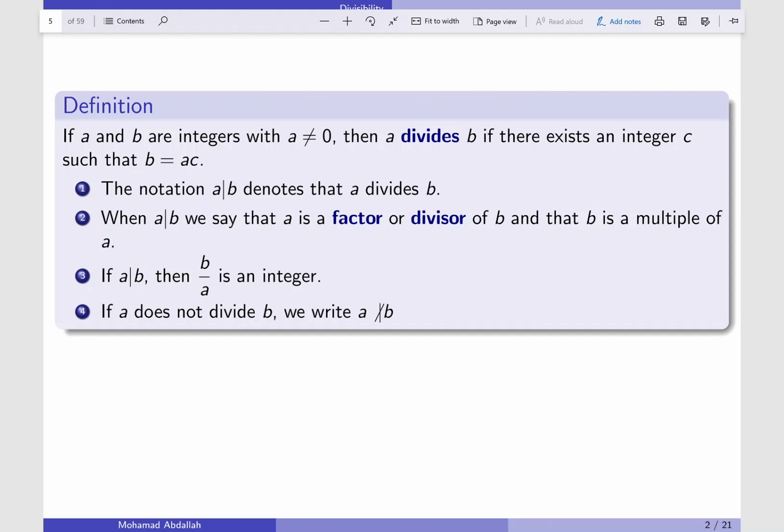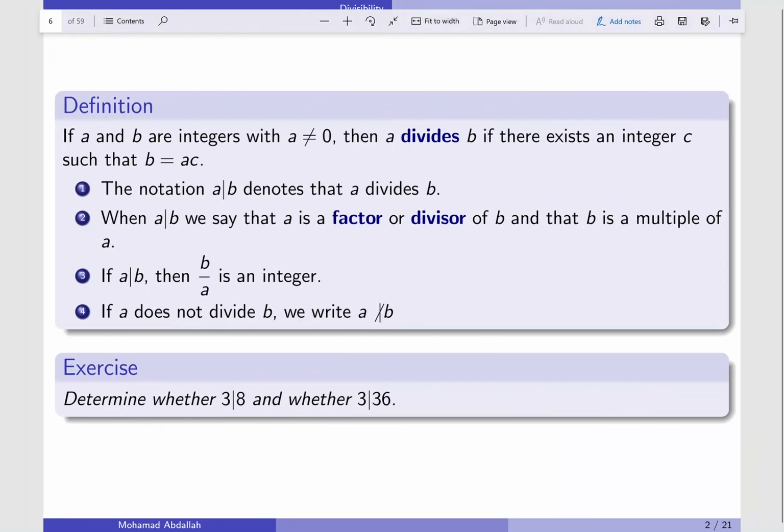And if A does not divide B, then we simply write this. So for example, 5 does not divide 12 because I cannot find an integer such that 12 equals 5 times that number.